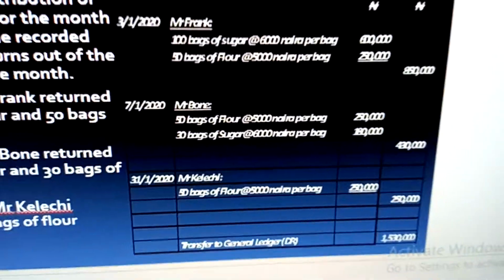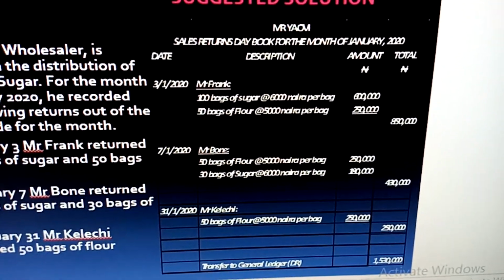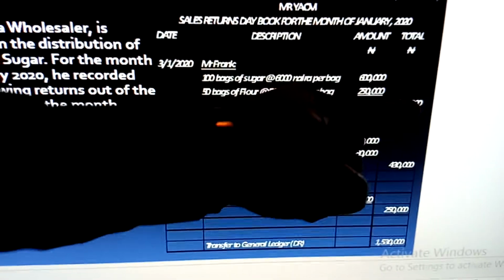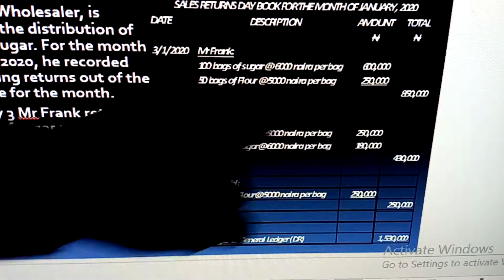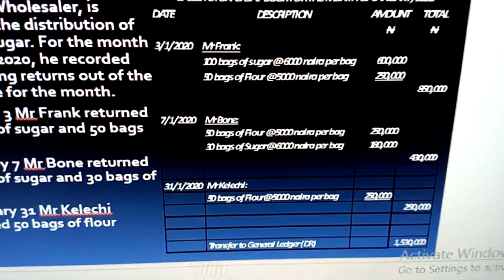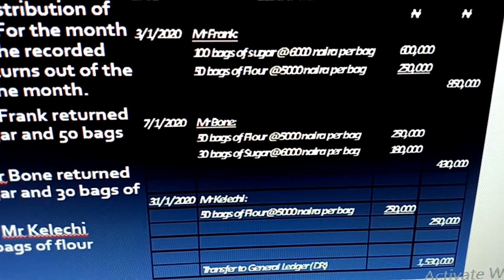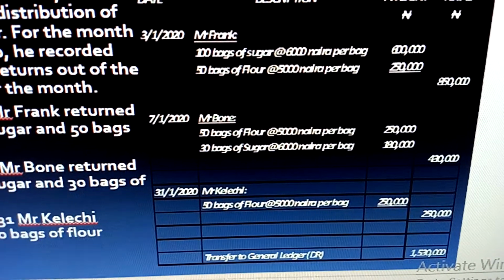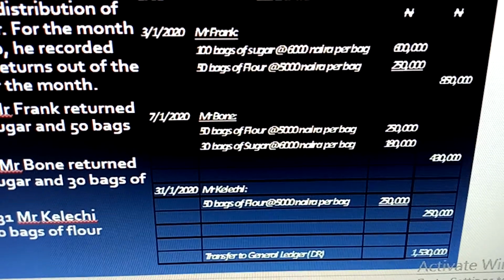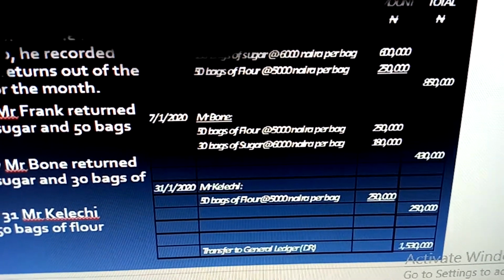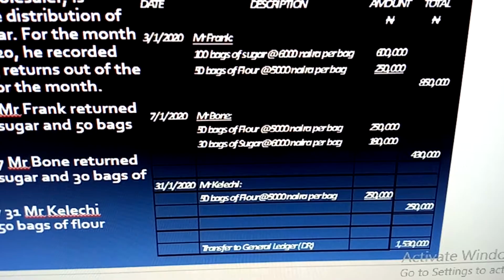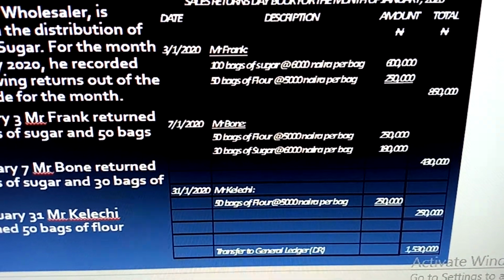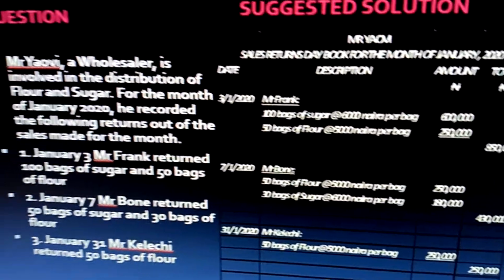So for the month of January, we can see from our record that on the 3rd of January, there was a return of 850,000 in total. On the 7th of January, there was a return of 430,000 naira in total. And on the 31st of January, there was a return of 250,000 naira. So the total returns for the month is 1,530,000 naira. That will be transferred to the general ledger debit.